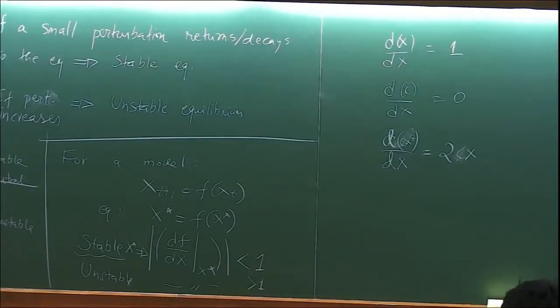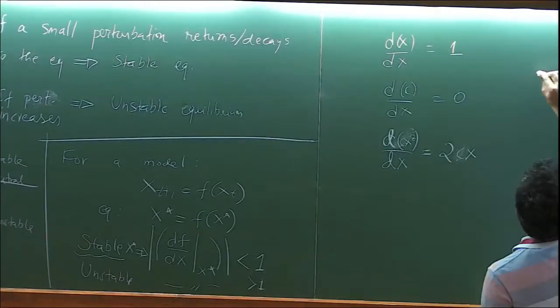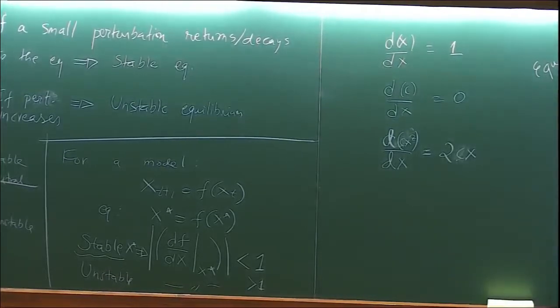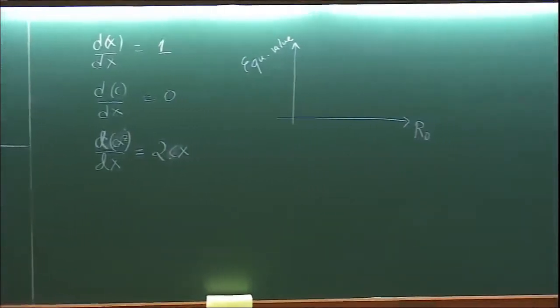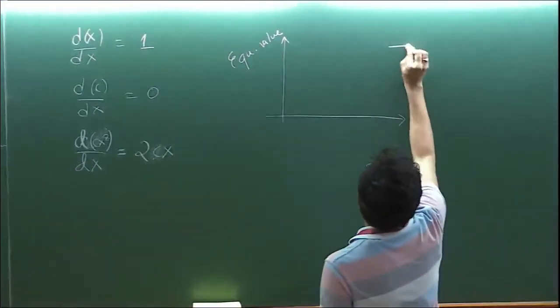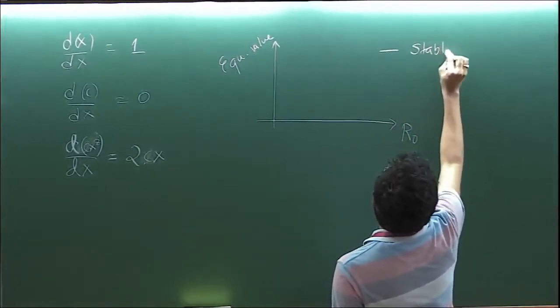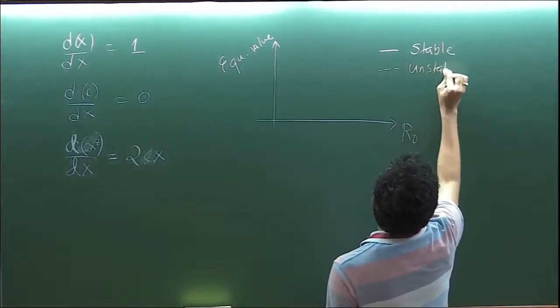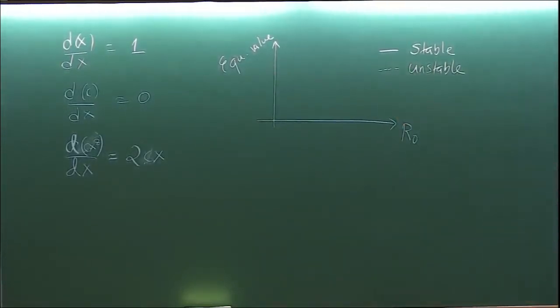So for those who have completed the derivatives, can you do a plot? What I would like you to do is plot, on the y-axis, the equilibrium value, and on the x-axis R0. Can you do this? And then identify the stable equilibrium by a solid line and the unstable equilibrium by dotted lines.